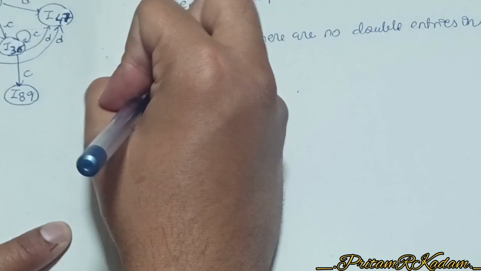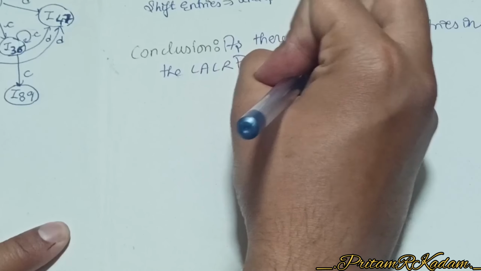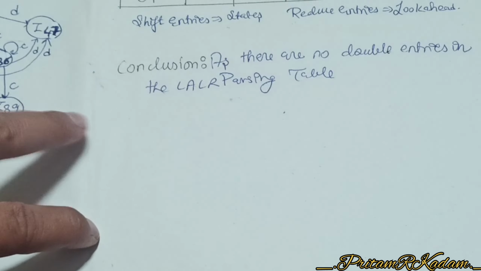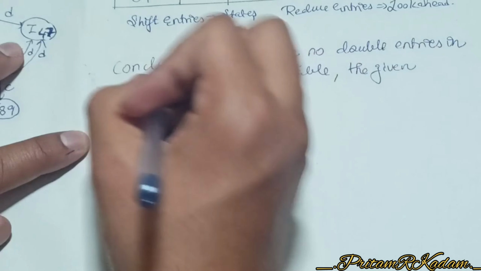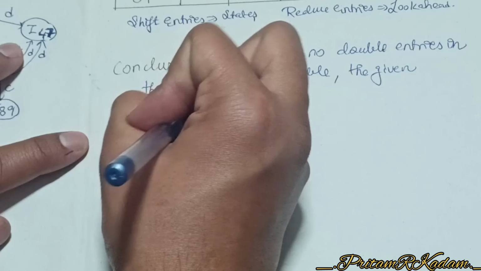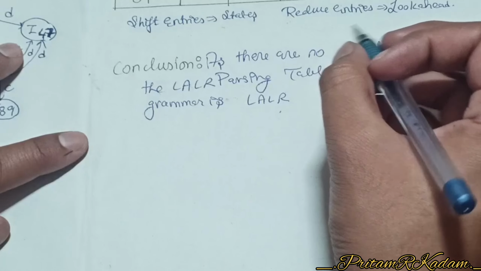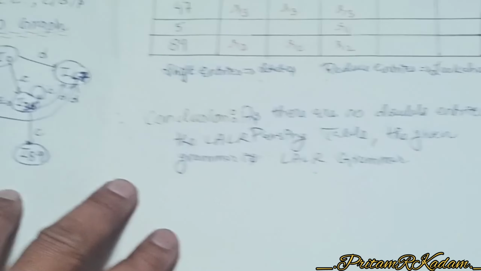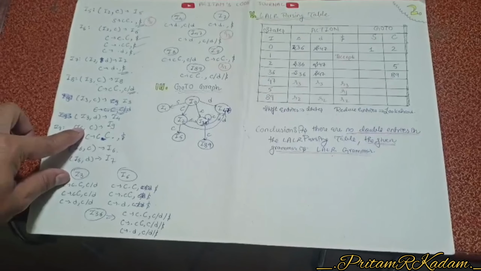So as there are no double entries in the LALR parsing table, the given grammar is LALR grammar. You can also write it as LALR parsing grammar. This one and the same. So now your answer is completed.